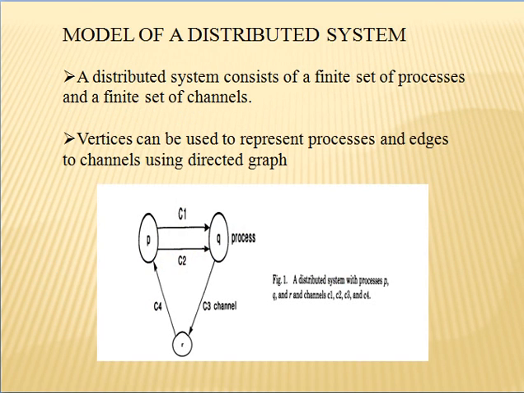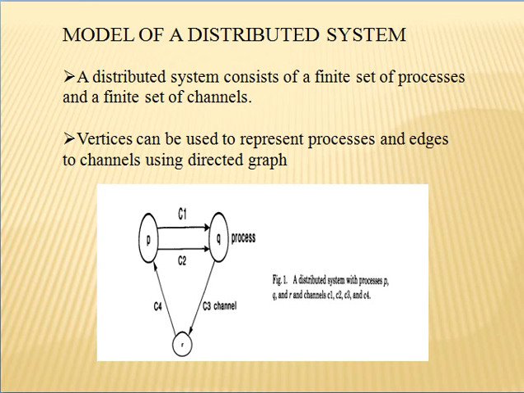Let's go to the model of distributed system. A distributed system consists of a finite set of processes, some of the processes in one system and some of the processes in another system. They need a way to communicate and synchronize with each other. A finite set of channels will be there, so they communicate through the channels by sending messages and receiving messages. So they need a global state without a global clock.